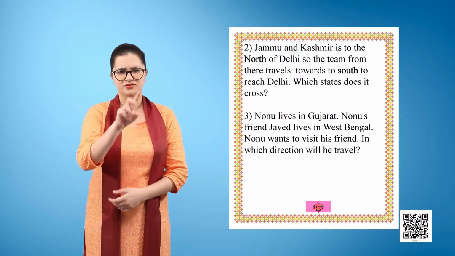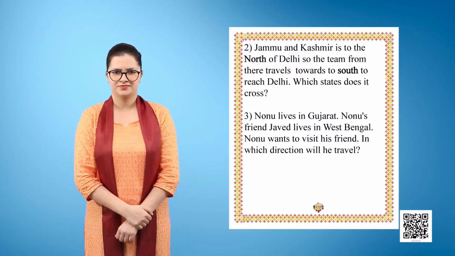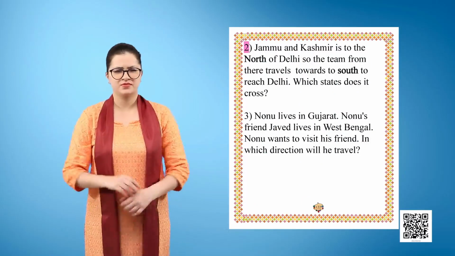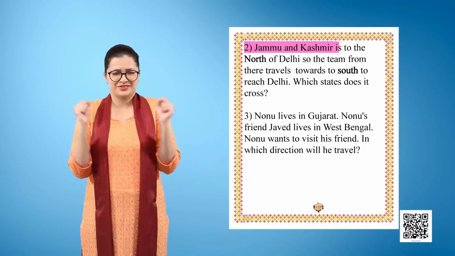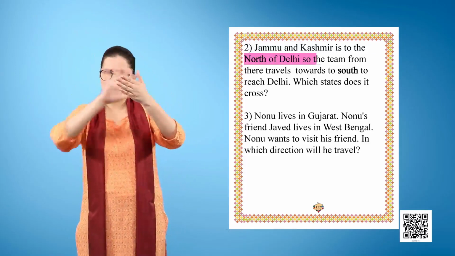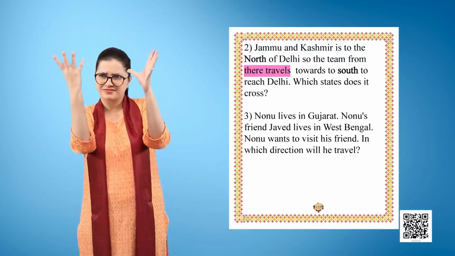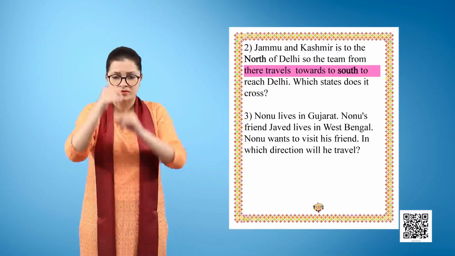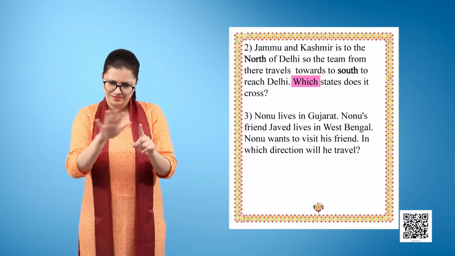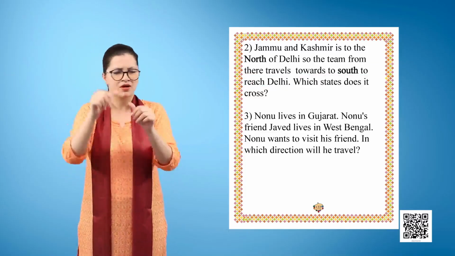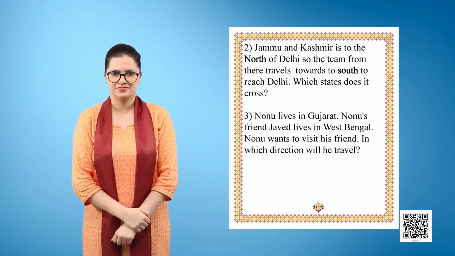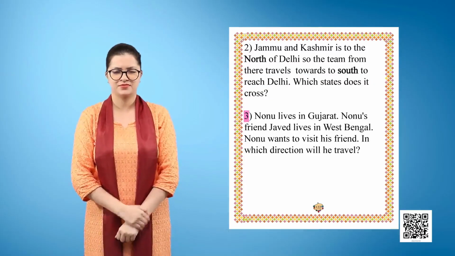Page 122. 2. Jammu and Kashmir is to the north of Delhi, so the team from there travels towards south to reach Delhi. Which states does it cross? Three.